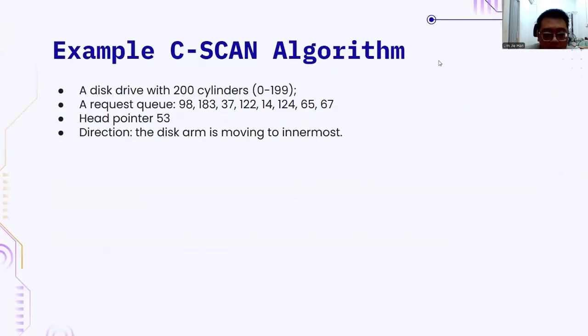Let me provide an example for the C-SCAN algorithm. There is a disk drive with 200 cylinders, from 0 until 199, and there's a request queue which is 98, 183, 37, 122, 14, 124, 65, and 67, and the head pointer is at 53, as well as the direction, where the arm is moving toward the innermost.